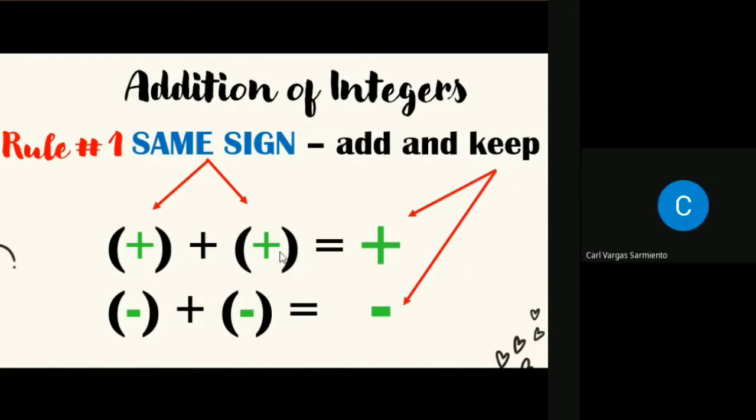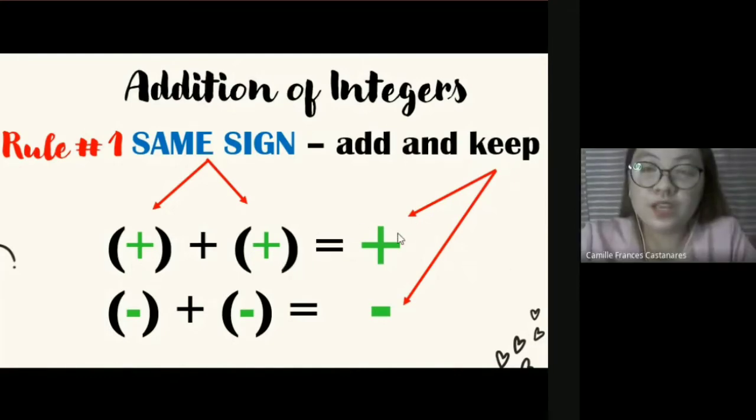Okay, very good. Positive. So, magiging sign na answer natin is positive. Kapag naman parehong negative, i-add din natin and then ikikeep natin, kokopyahin natin yung sign nung dalawang integers. So again, positive plus positive equals to positive. Negative plus negative is equal to negative.